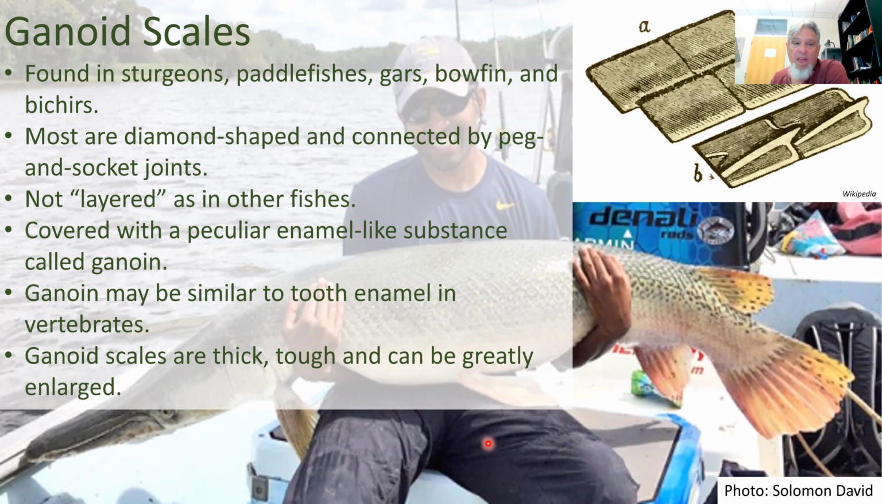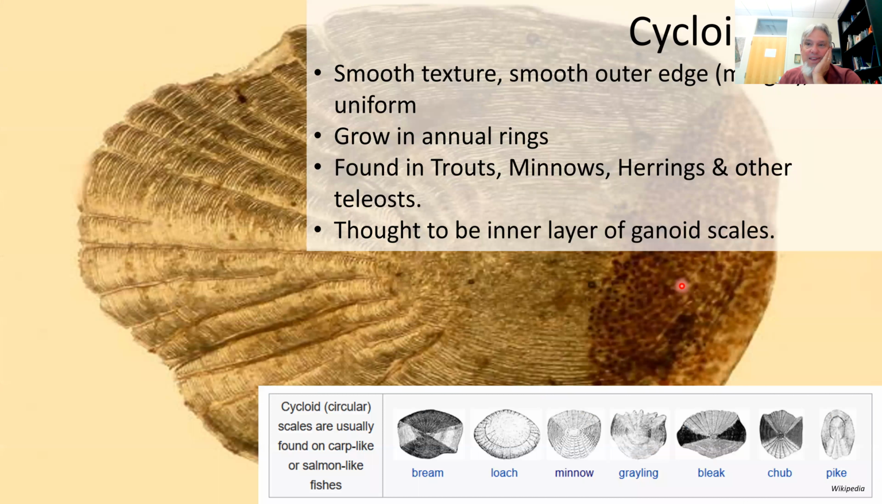These scales are really tough. They're really armor plating. When you look at something like a pike, this is a gar here, some of these scales can be really big. You can tell these little rectangular or diamond-shaped structures are about the size of a thumbnail. And they're very effective for armoring this very ancient species of fish.